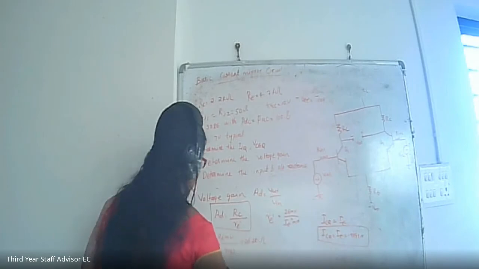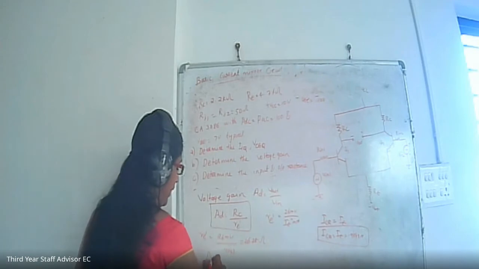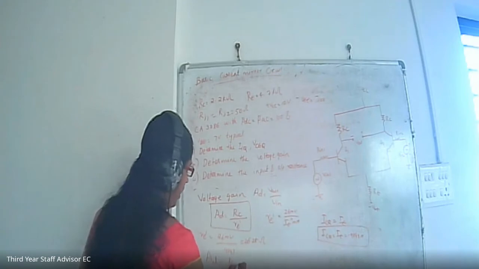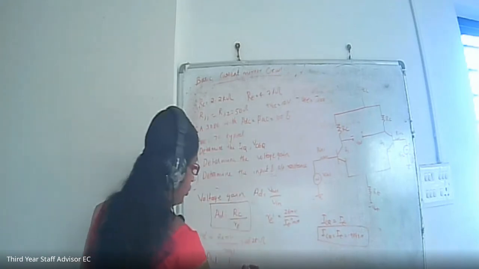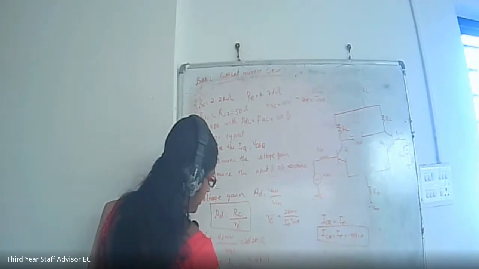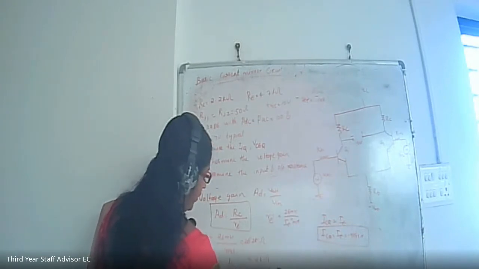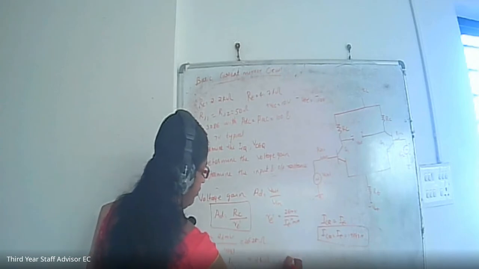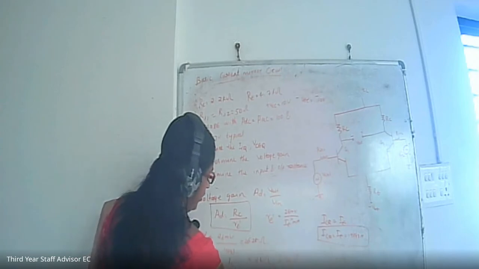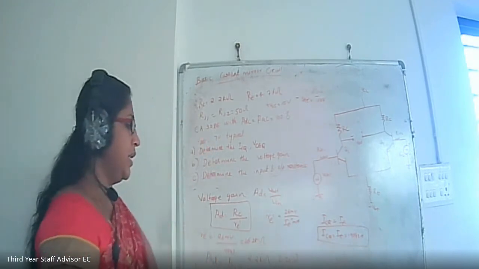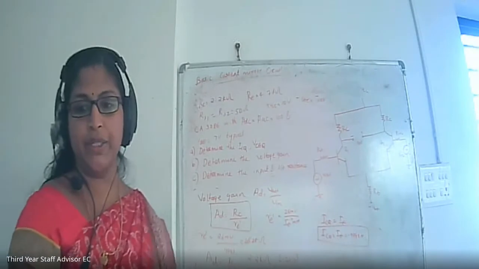Okay. So you can calculate the voltage gain equal to RC by RE dash. What is RC? RC equal to 2.2 kilo ohm, divided by RE dash equal to 26.28 ohm. So 2.2 kilo ohm is equal to 2.2 into 10 raised to 3 ohm divided by 26.28. Okay. So this is your equation.